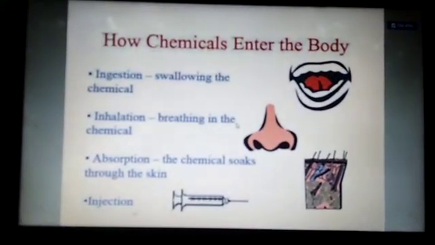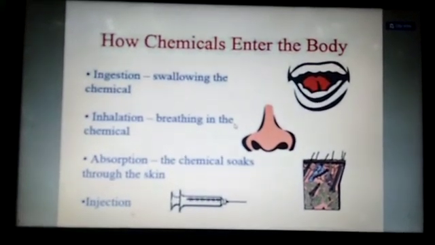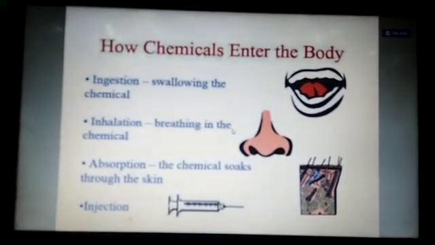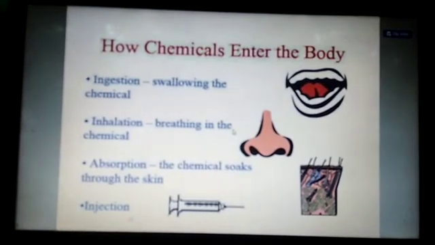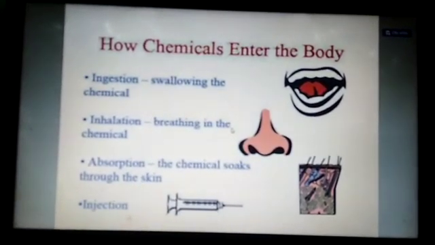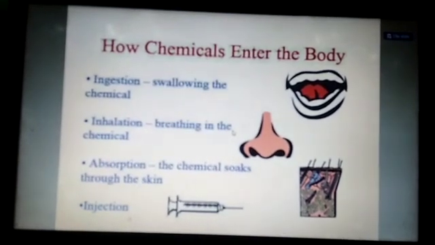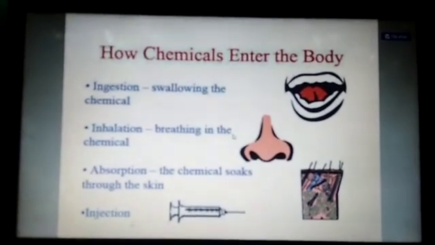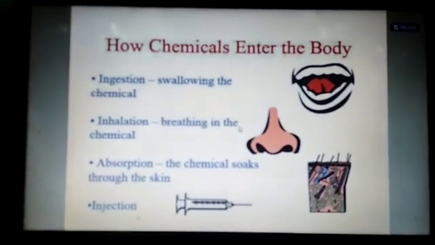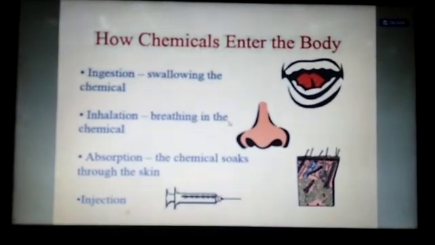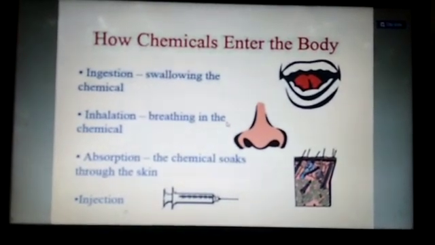Then, how do chemicals enter the body? First is ingestion, swallowing the chemical. Then inhalation, breathing in the chemical. Absorption, where the chemical soaks through the skin. And finally injection. These are the routes by which chemicals enter your body.